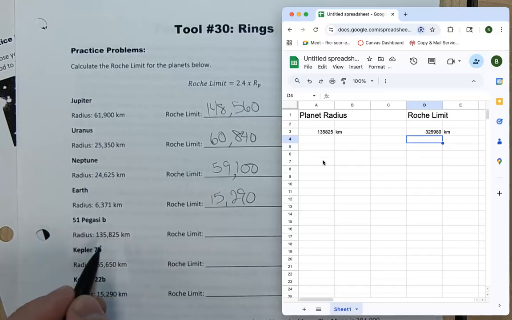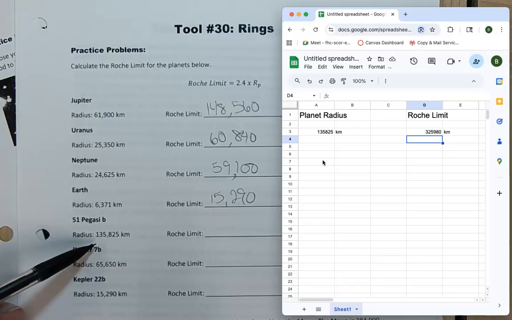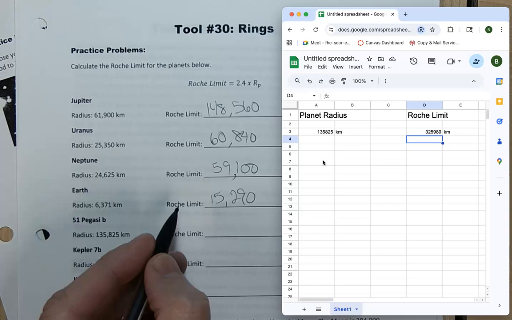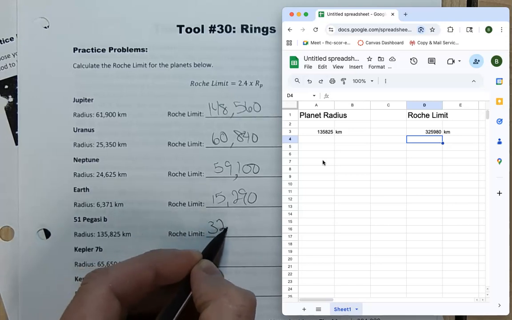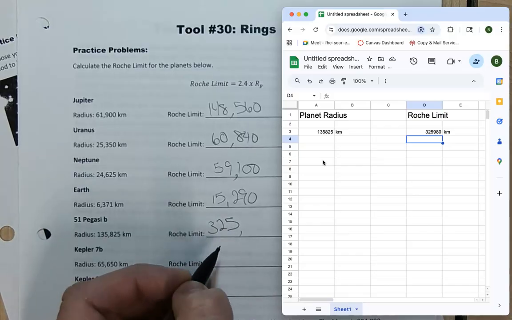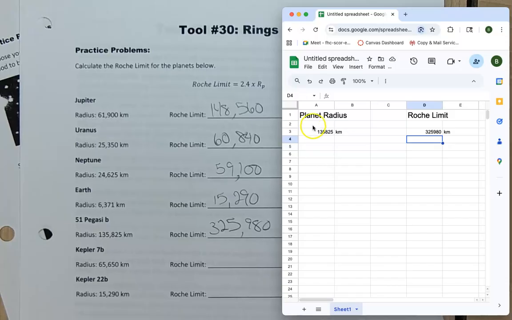Okay. 51 Pegasi b is a super Jupiter, right? It is, well, that looks like more than 2 Jupiter radii. That's a big planet. So that means it's going to have a really big Roche limit, 325,980 kilometers.